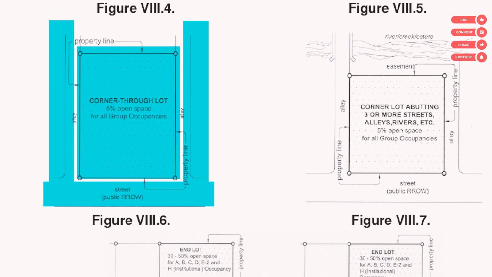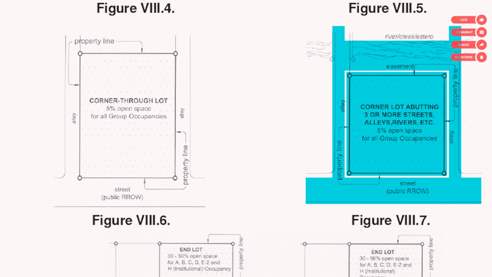Corner through lot. Kung wala ka nang kapitbahay, period. No, like all sides may kalsada, or in this case, tatlong kalsada, kalsada, alley, kasi ito may ilog. Ito na yung category mo. Corner lot abutting three or more streets, alleys, rivers, etc. Okay? And finally, we have the end lot.